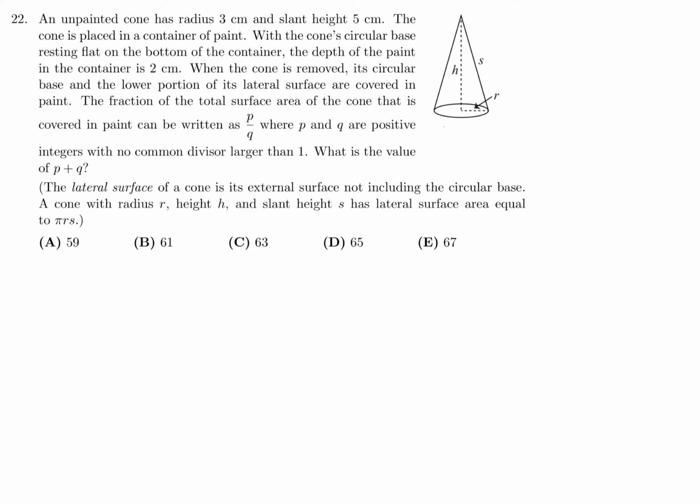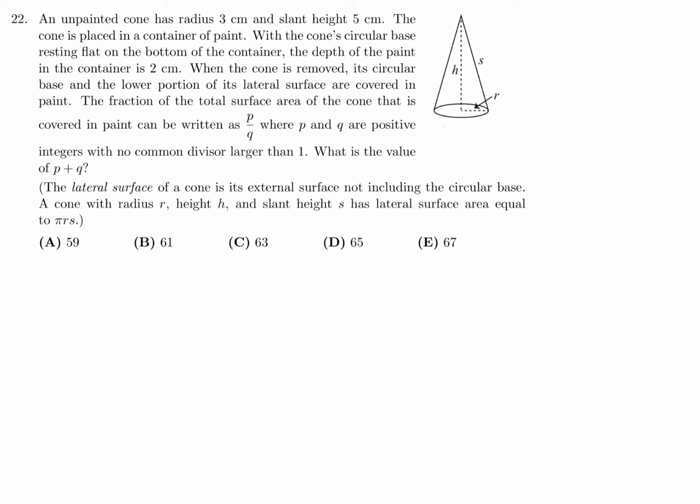An unpainted cone has a radius of 3 and a slant height of 5. The cone is placed in a container of paint, with the cone's circular base resting flat on the bottom of the container. The depth of the paint in the container is 2 centimeters. When the cone is removed, its circular base and the lower portion of its lateral surface are covered in paint. The fraction of the total surface area of the cone that is covered in paint can be written as P over Q. What is the value of P plus Q?